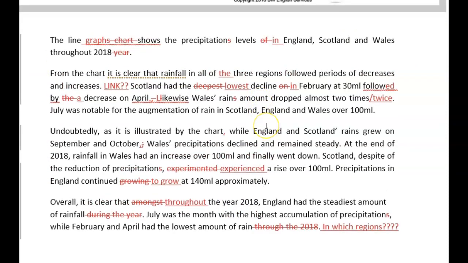Try to expand the range of vocabulary for reporting data. Words like increase, decrease, drop, fluctuation, variation, and all the rest of those. Okay, just make sure you do.